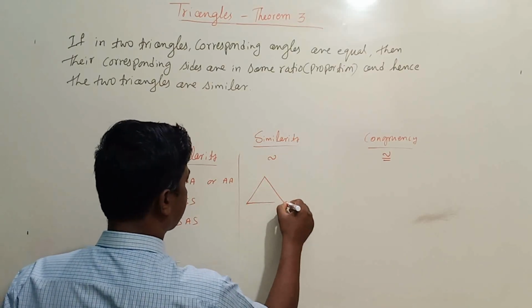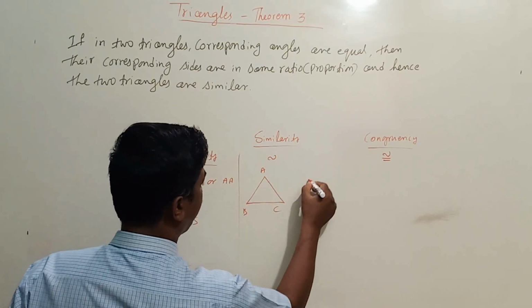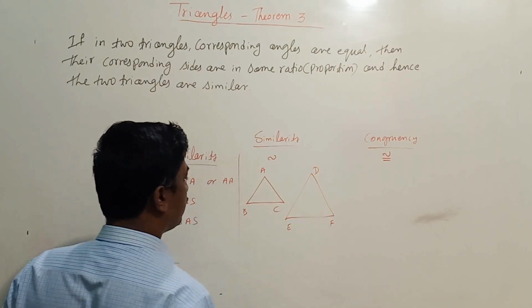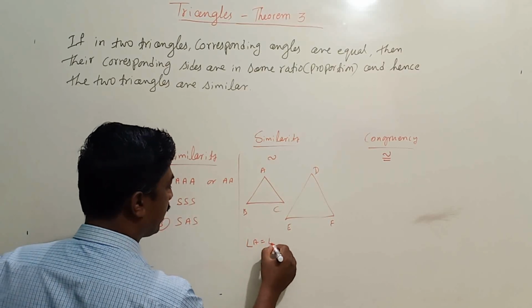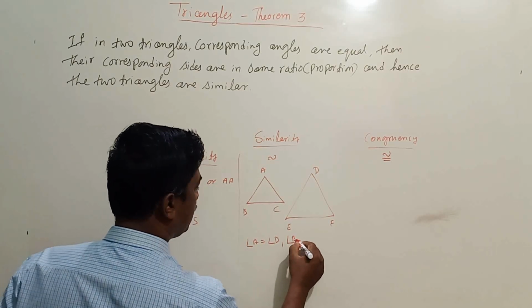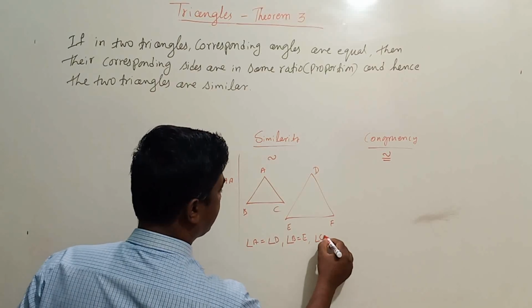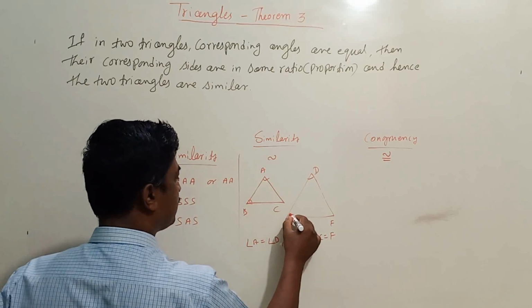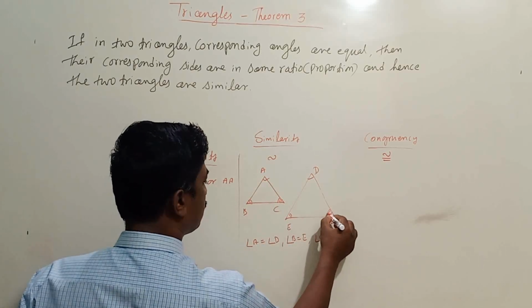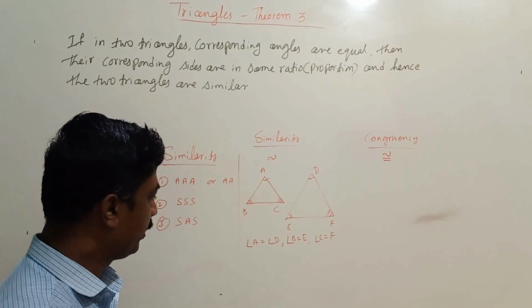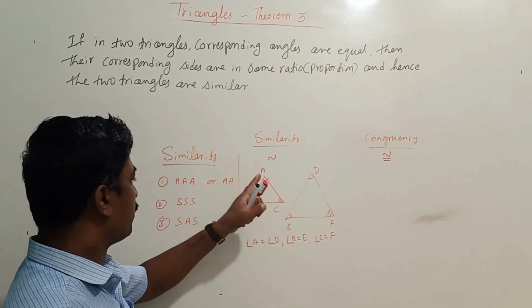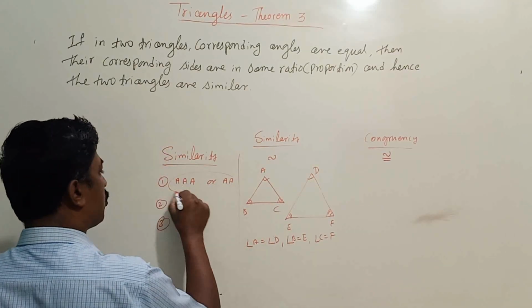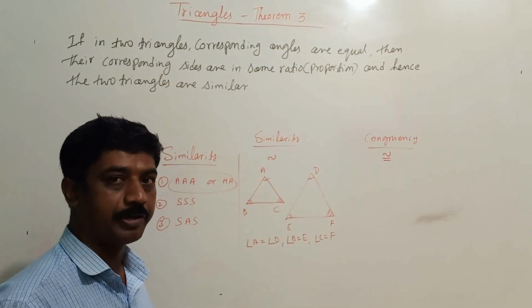If we have two triangles here, this is ABC and this is DEF, then how do you prove angle A is equal to angle D? Possible. Angle B is equal to angle E? Possible. Angle C is equal to angle F is also possible. A is equal to D, B is equal to E, and C is equal to F. By AA Similarity Criteria, these two triangles are similar. For congruency, this is not possible. I told you already. Got it?